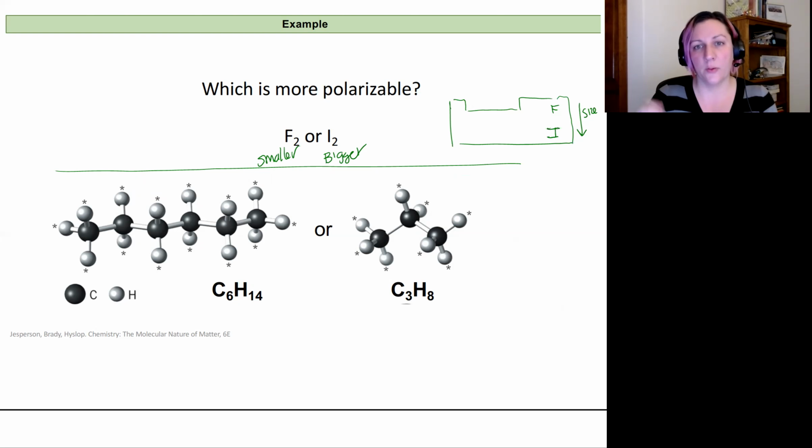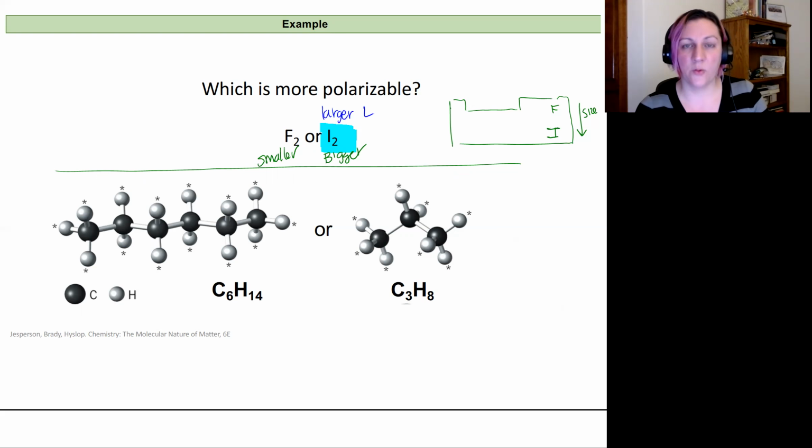They're easier to move around. And so our iodine will be more polarizable. And so I would expect it to have larger London dispersion forces. And London dispersion forces is a lot to write. I typically abbreviate it LD.